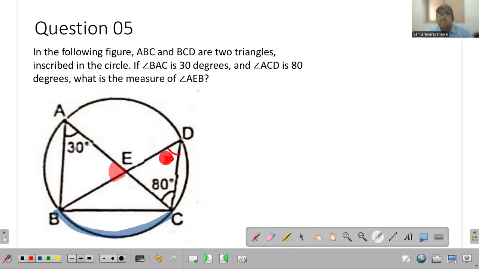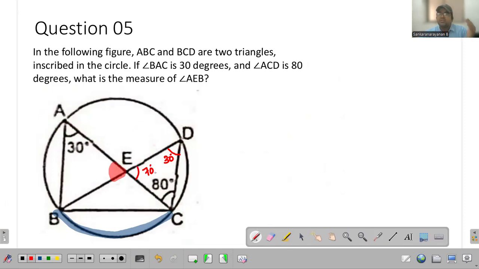So 80 plus 30, it is 110 degrees. 80 plus 30. If that value is 110 degrees, can I not get the measurement of this angle? How much will it be? This has to be 70 degrees, because the sum of all the internal angles of a triangle is 180 degrees. So 80 plus 30, 110 is done, plus 70. I have to put here 70 degrees.